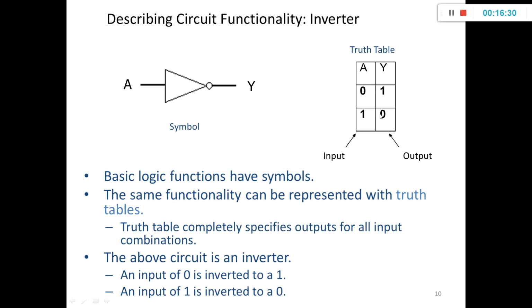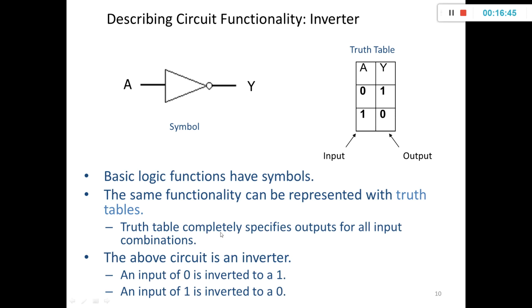It is a truth table of an inverter, and I hope you know what an inverter is. If you provide 0, the output is 1. If the input is 1, then the output will be 0. So that's what is explained here in the slide.